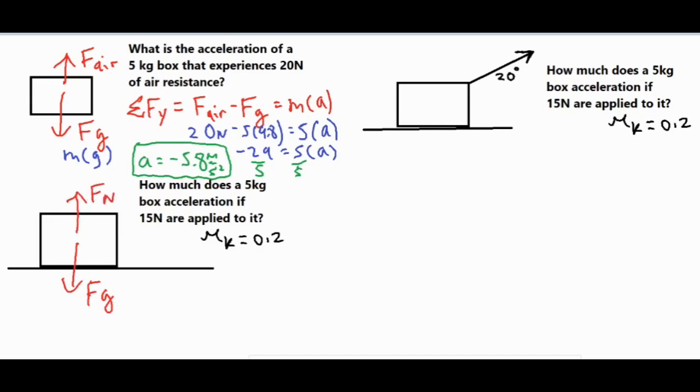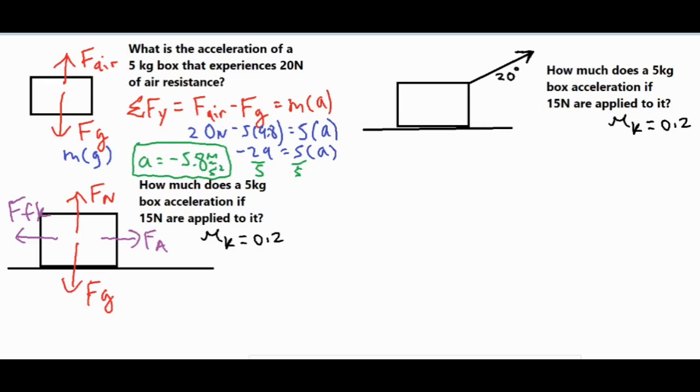And then in addition, we have some other forces in the horizontal direction. It says 15 newtons are applied to it, which could be to the right or left. I'm just going to choose the right. So we have an applied force, and I see a coefficient of kinetic friction. So that's going to imply that there is some kinetic friction as it's sliding. Now for this one, we're going to have to take a look at both of the axes.